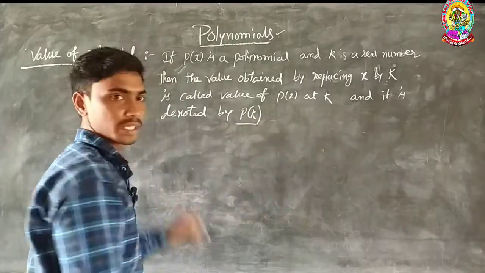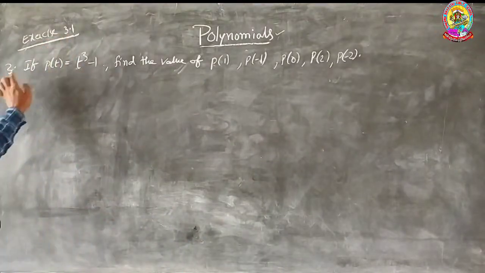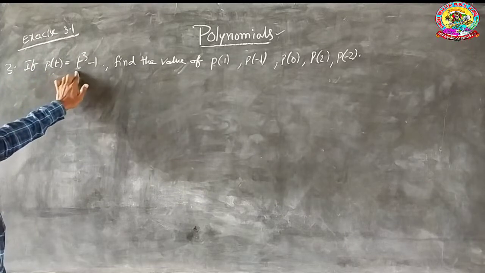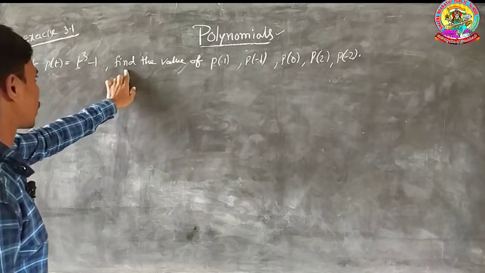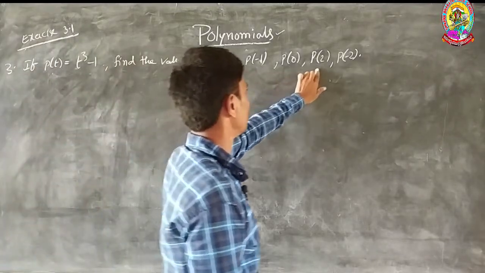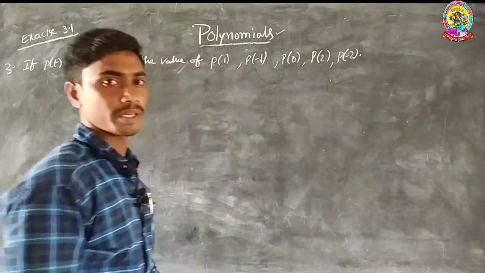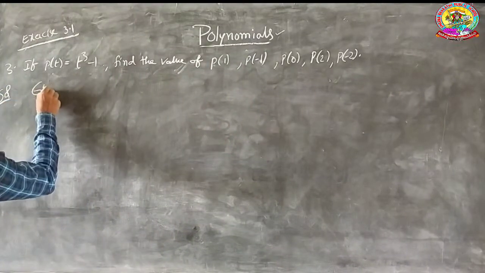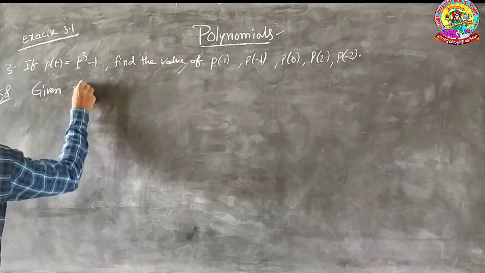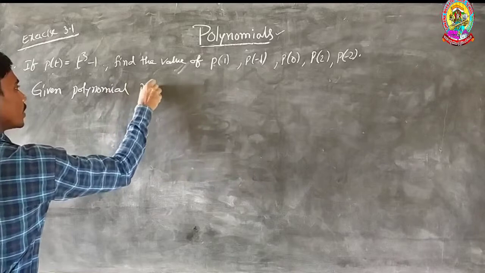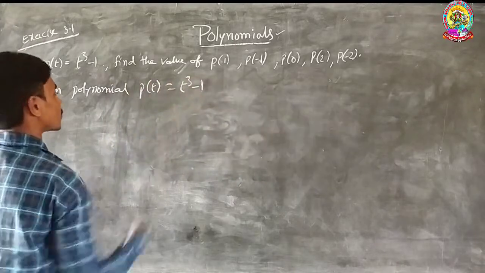and it is denoted by p of k. From exercise 3.1, the third sum is, if p of t is the polynomial t cube minus 1, then find the value of p of 1, p of minus 1, p of 0, p of 2 and p of minus 2. Solution. The given polynomial is p of t equal to t cube minus 1.